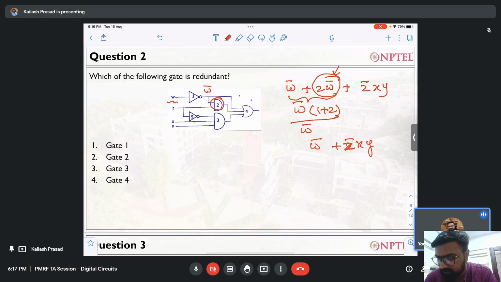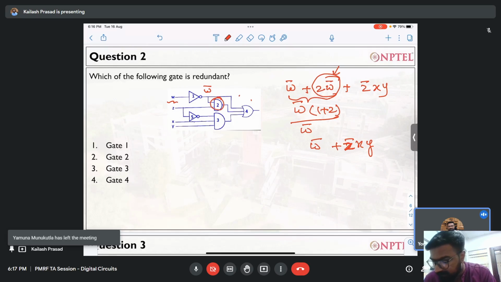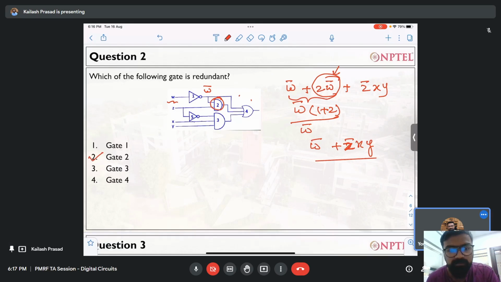So this gate 2 which is generating ZW bar, even if you remove it, what will be the final answer? The final answer will be W bar, and here Z bar XY, so W bar plus Z bar XY. So the answer is gate number 2. Any questions? How to solve this problem? Any doubt if you have not understood?